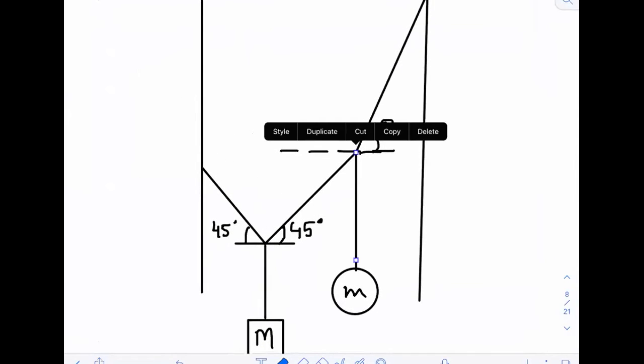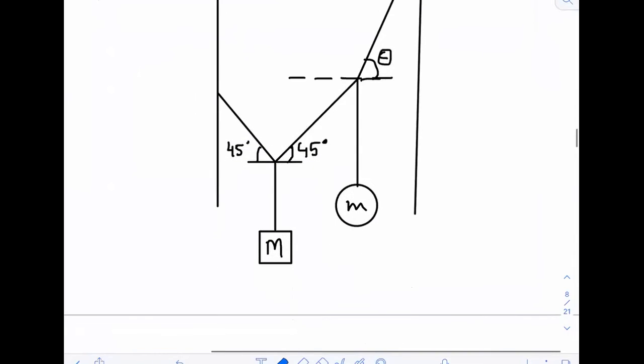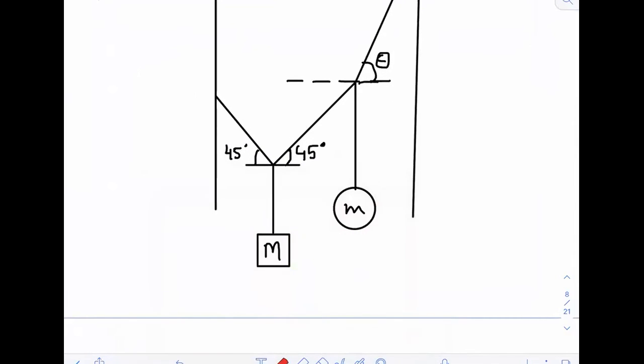Okay, I'm solving this question now. For this question, I will have one force mg downward. Because this string and this string both have the same angle with the horizontal, the tension will be the same. If the tension is the same, their horizontal components will cancel each other.